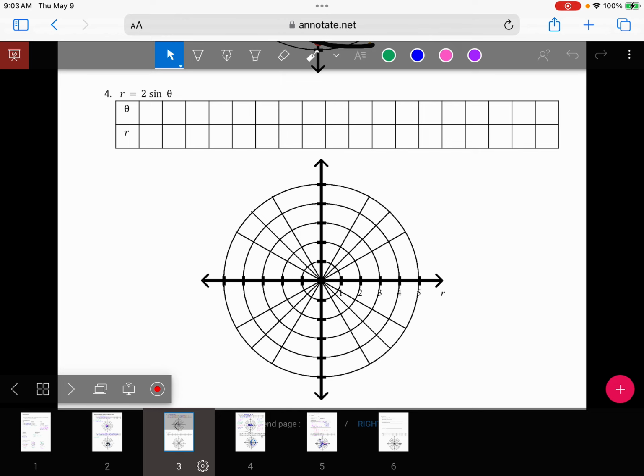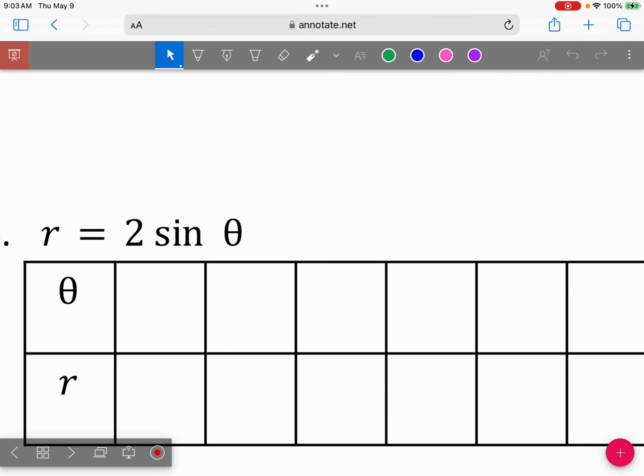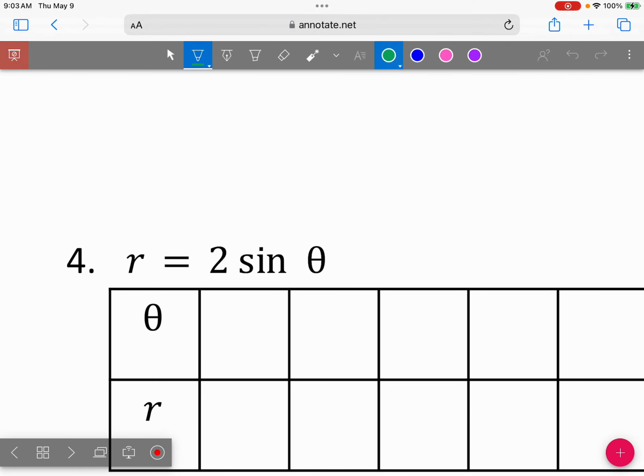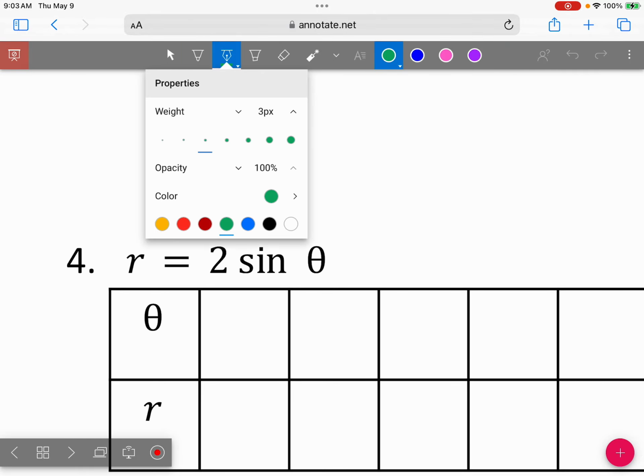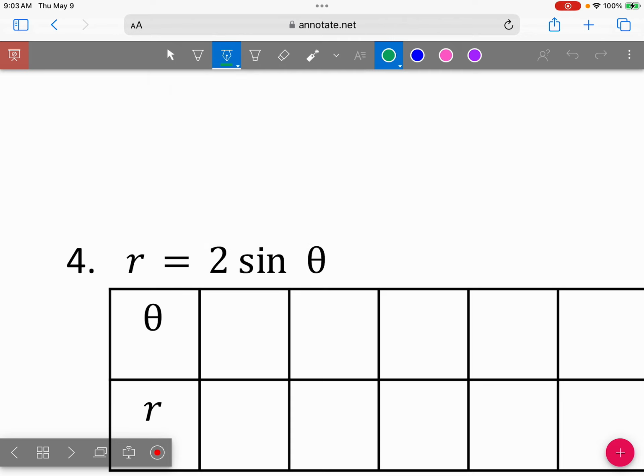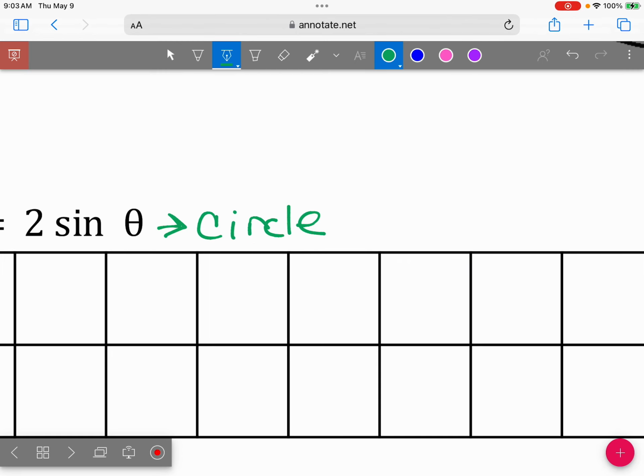And our first thing to do is to see what our period length is. So I've already given us a little bit of a clue. This one is indeed a circle, so it has a period length of pi. So this is a circle. So its period is pi.